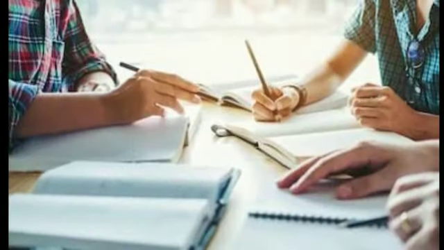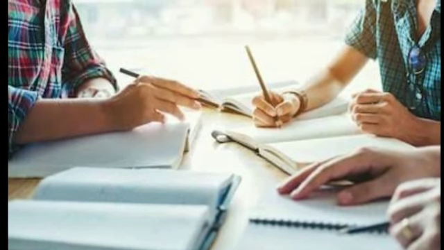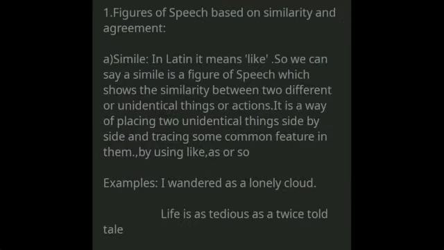Hello learners, this is the second part of our figures of speech learning. In this class, we shall learn about the first form of figure of speech, which is based on similarity and agreement, in which the most often used is simile.